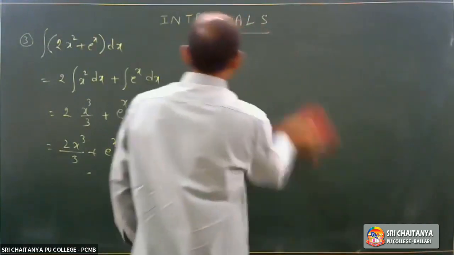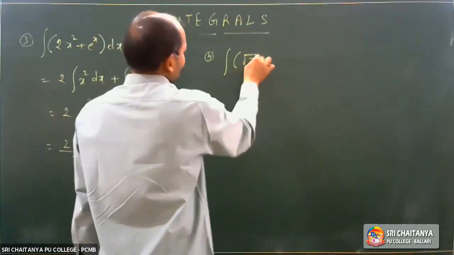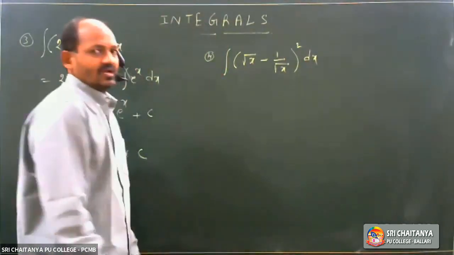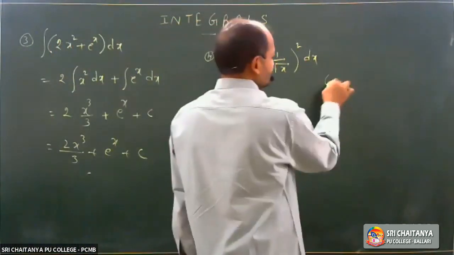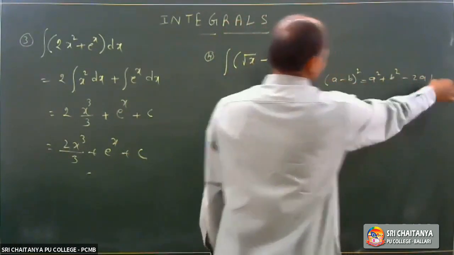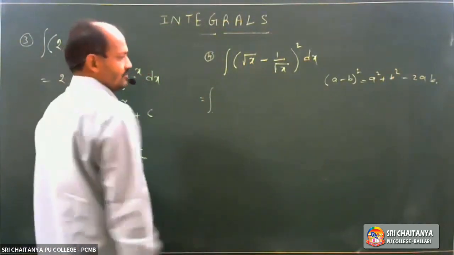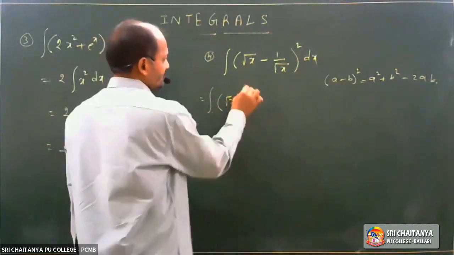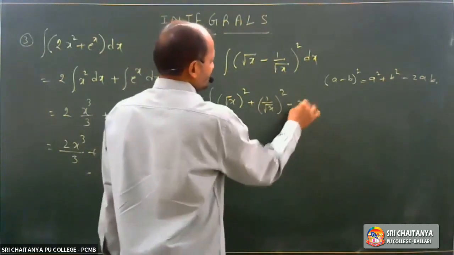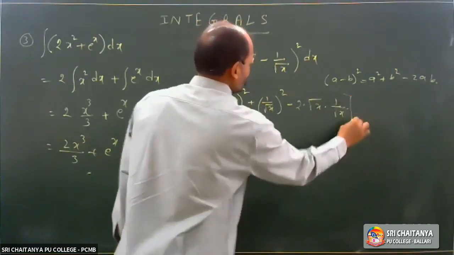Next one. Integral of (root x minus 1 by root x) whole square dx. It is a minus b whole square form: a minus b whole square is a square plus b square minus 2ab. Integral of (root x) whole square plus (1 by root x) whole square minus 2 into root x into 1 by root x, whole dx.